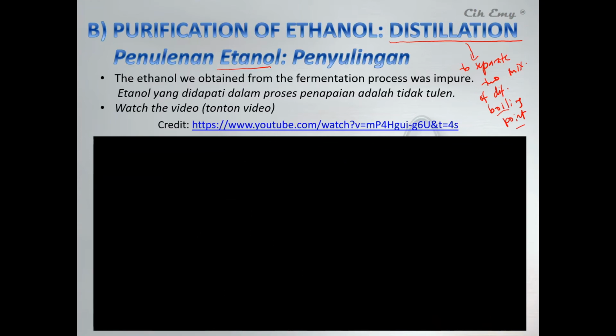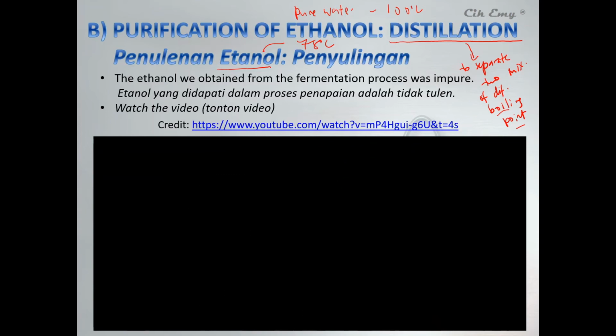For example, we have pure water. Its boiling point is 100 degree Celsius. So if it boils at more than 100 degree Celsius, then it is not a pure water. Kalau dia mendidih lebih daripada 100 tu maksudnya dia dah bukan air yang tulen. Okay, sama juga dengan ethanol. Ethanol has its own boiling point. So ethanol takat didih dia adalah 78 degree Celsius. So kita boleh separate dia daripada impurities using distillation process. Kita boleh asingkan dia daripada benda asing yang lain melalui proses penyulingan.